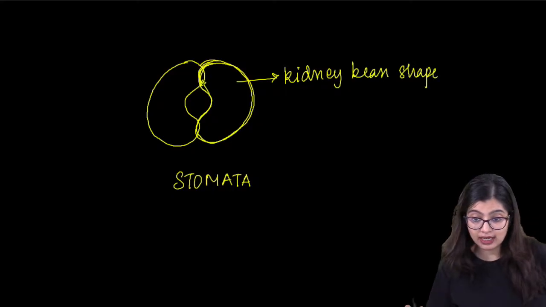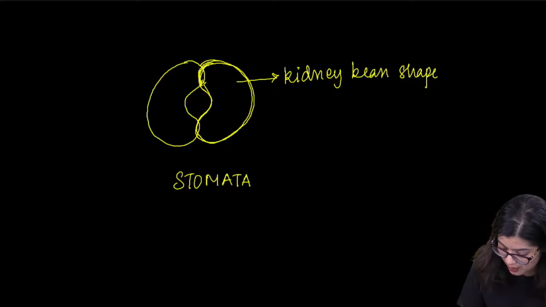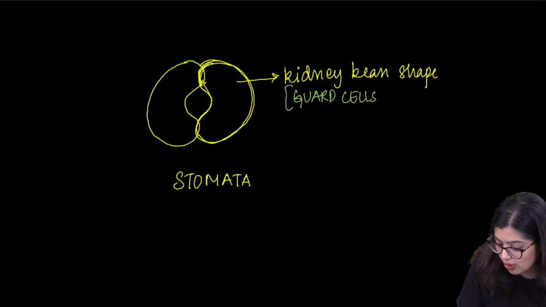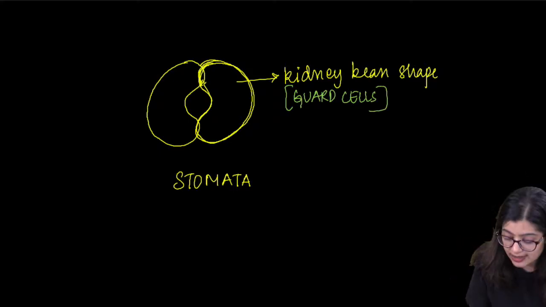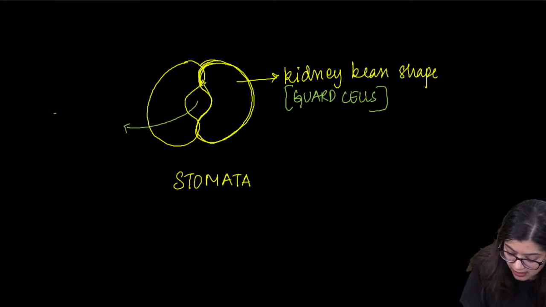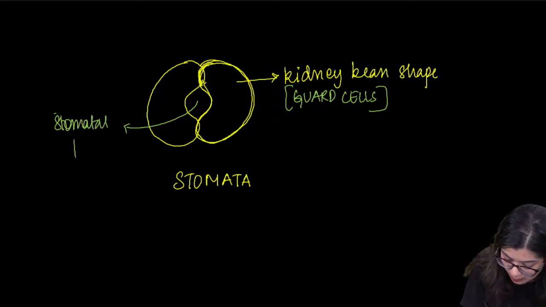Now we're going to give this a name, and we're going to call this guard cells. Now what is this? This right here is the opening. So we can say that this right here is the stomatal pore.